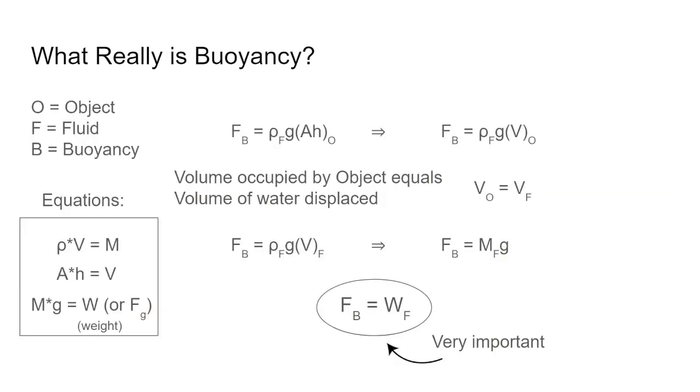If we assume that the object is fully suspended under a fluid F, the amount of volume the object occupies should be equal to the volume of fluid displaced by the object, such as water. Based on our density equation, we can say that the volume of fluid displaced times the fluid's density is equal to the fluid's mass times gravity. This is equal to the gravitational force W, the weight of the fluid. Our equation thus says that the force of buoyancy equals the weight of the fluid displaced by the object.